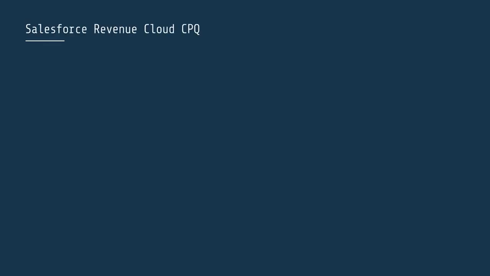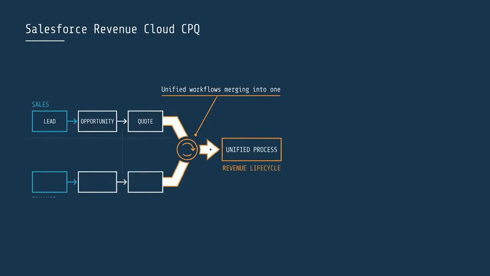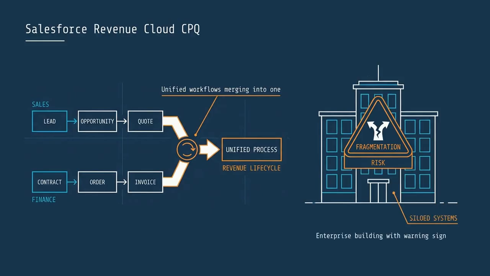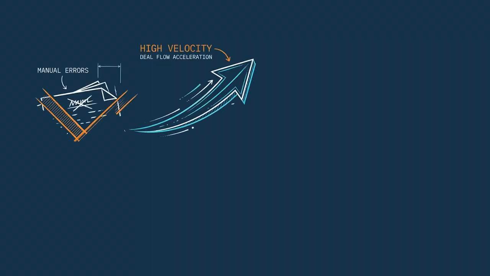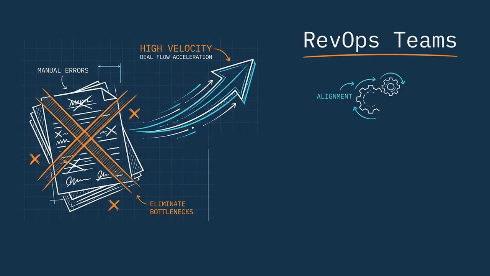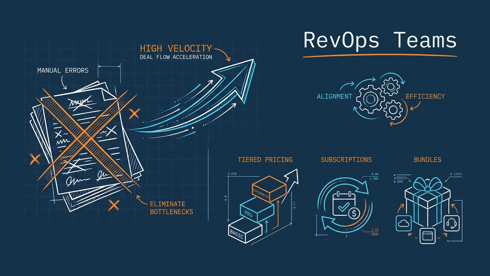Salesforce Revenue Cloud CPQ promises to unify configure price quote workflows inside your existing Salesforce org. But at enterprise scale, the Salesforce CPQ architecture tells a different story. CPQ was built to eliminate manual quoting errors and accelerate deal velocity across complex product catalogs. The platform targets revenue operations teams managing tiered pricing, subscription amendments, and multi-product bundles inside a single governed environment.